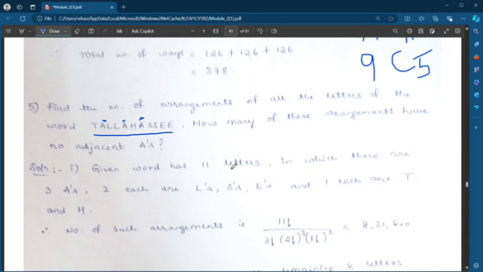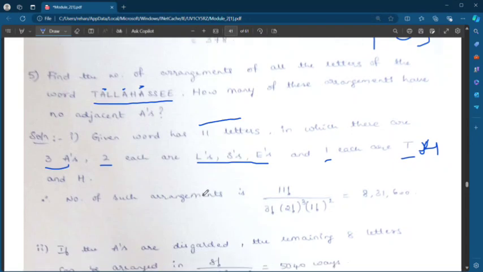First, the given word has 11 letters, in which A is there 3 times, L 2 times, S and E 2 times, and only 1 time T and H. So the number of such arrangements, I am using the permutation formula, is 11 factorial divided by the repeated letters' factorials. They have asked for arrangements, so permutation will come. You know how to do this.